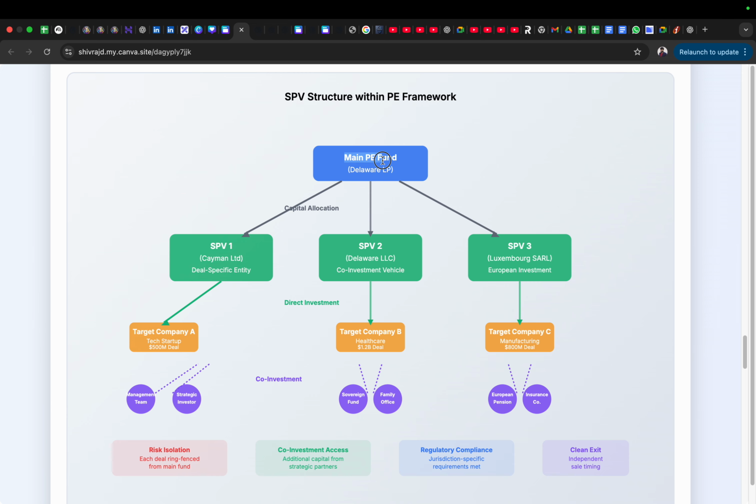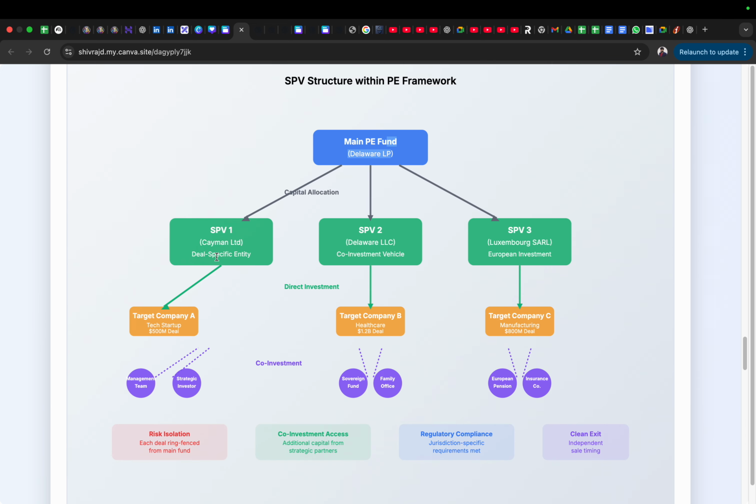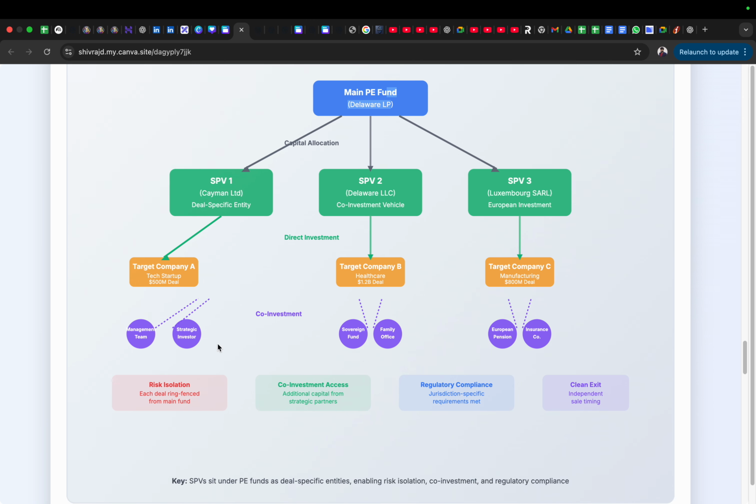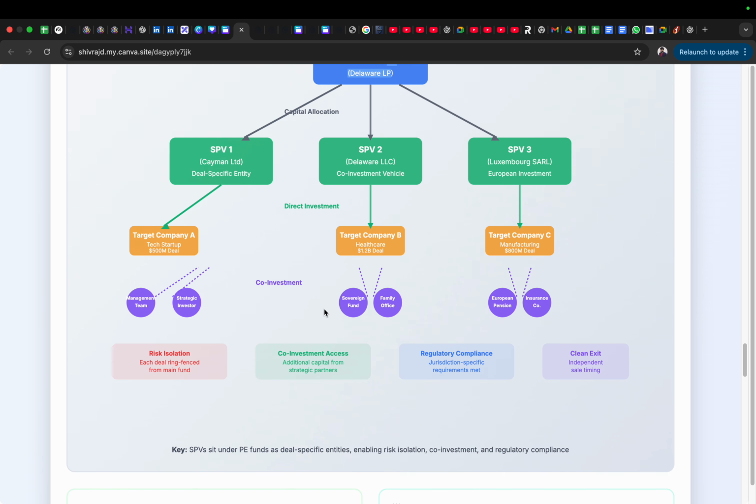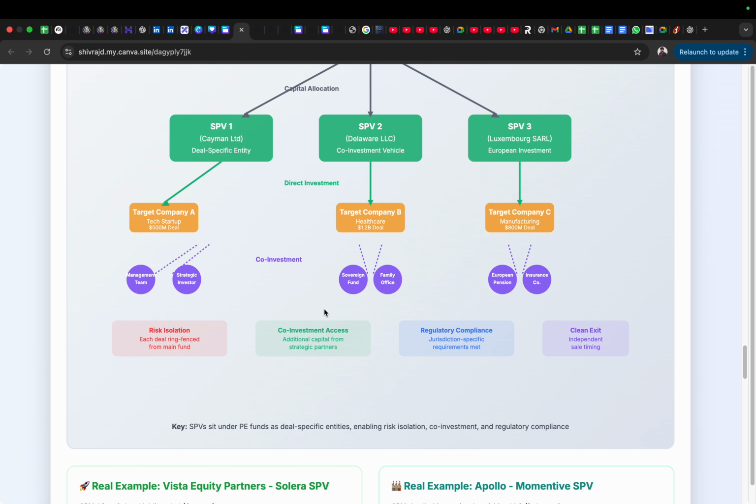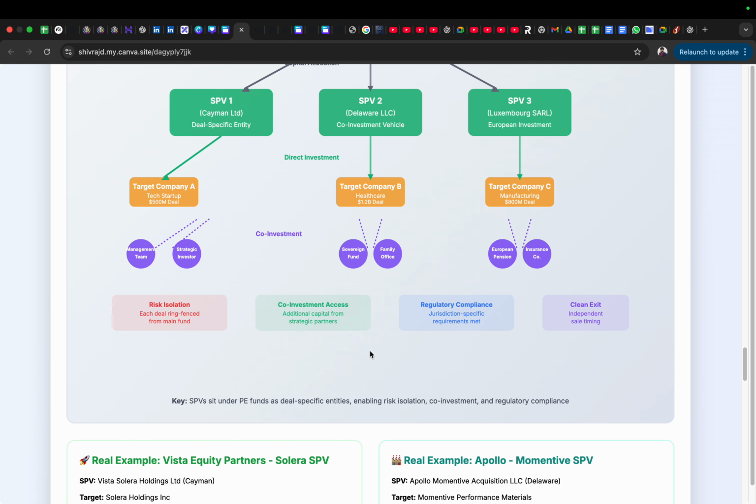Basically, look at the structure. The main fund can create multiple entities across jurisdictions. Maybe one SPV in Cayman, another in Delaware, then a third one in Luxembourg. And then under each SPV, the fund can hold investments. Let's say SPV1 invested in target A company, a tech startup, B in healthcare, C in manufacturing. The investor base depends on that jurisdiction. In Cayman, the Cayman-based investors will invest. In Delaware, the Delaware-based investors will invest, and in Europe, the European-based investors will invest.